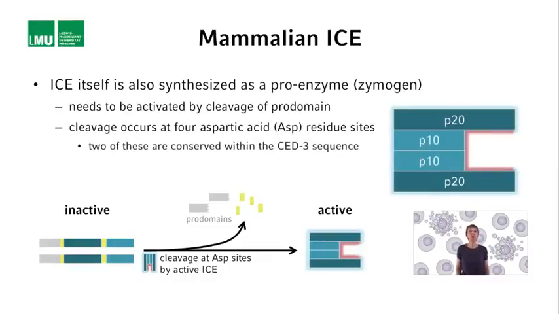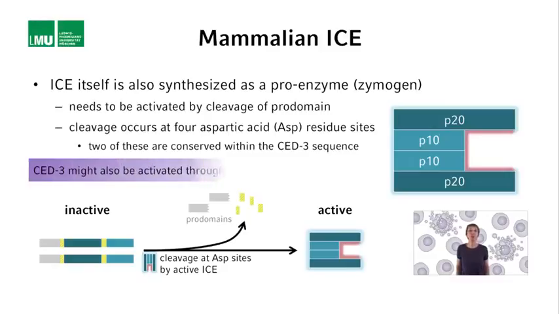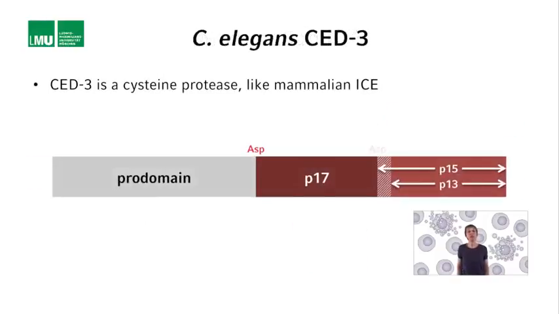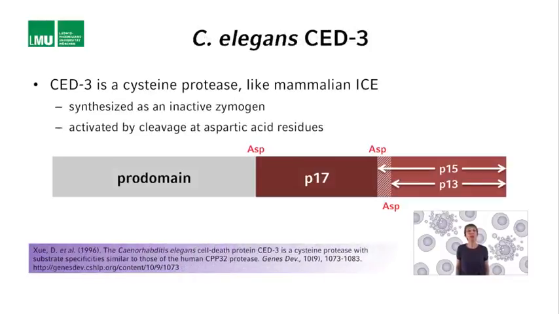Interestingly, 2 of the 4 cleavage sites within the ICE protein sequence were conserved within the Z3 protein sequence, which suggested that the Z3 protein might be activated through proteolytic cleavage as well. Indeed, Ding Xu in the Horwitz lab subsequently showed that the Z3 protein is a cysteine protease that is synthesized as an inactive zymogen and that becomes activated by proteolytic cleavage at 3 aspartic acid residues.